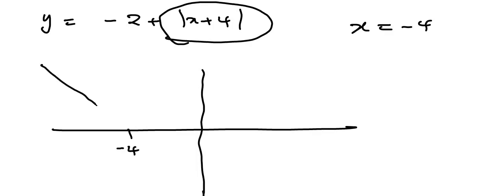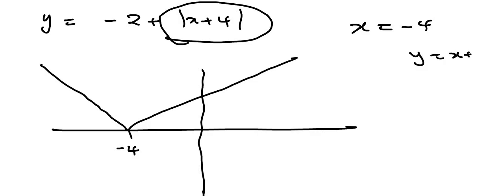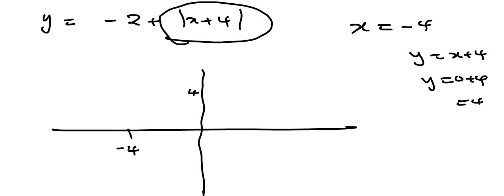Make a v. It looks like that. Where do we touch this point here? Go back to your y is equal to modulus of x plus 4. When x is 0, put a 0 there. What do you get? Y is equal to 4. So we are touching this guy at 4. If I may draw it with dotted lines. Yeah, so this is the first part.